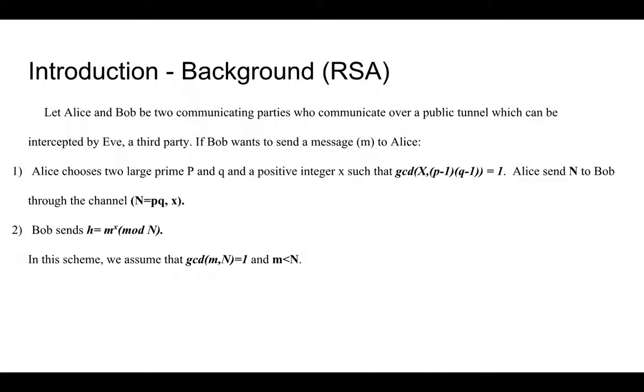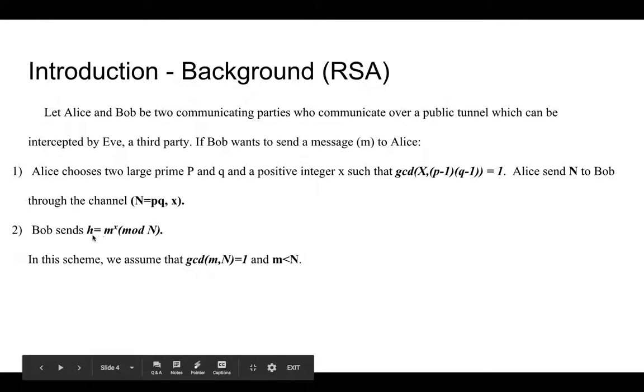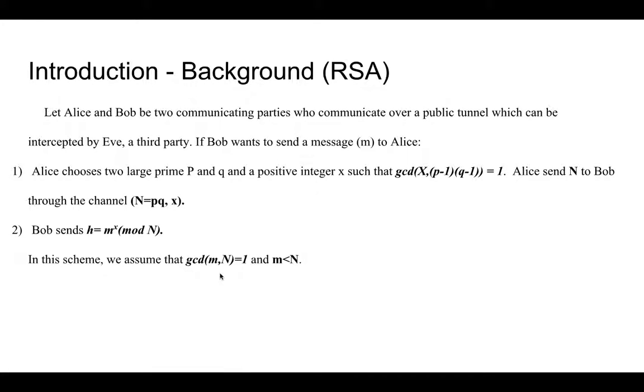So here you see on the slide what I just went over. So n is equal to pq, and then h is equal to m to the power of x mod n, and then we assume that the GCD of those two numbers is 1, and m is less than n.